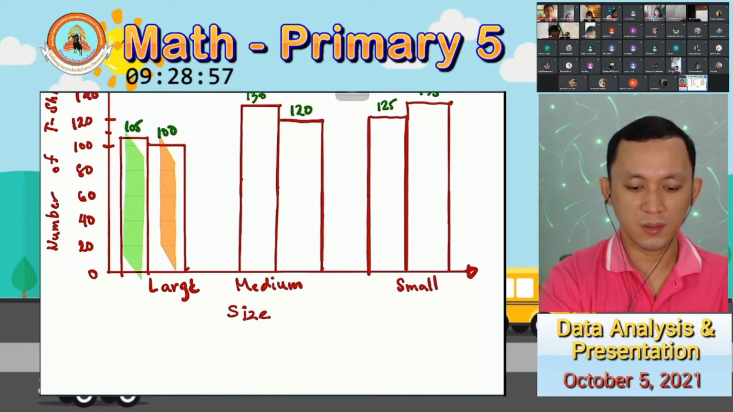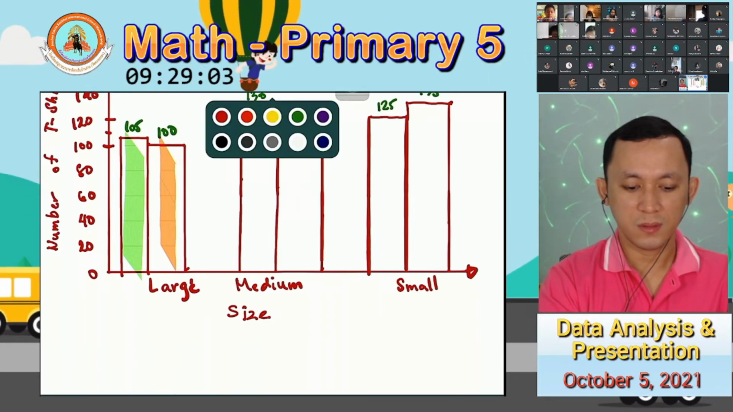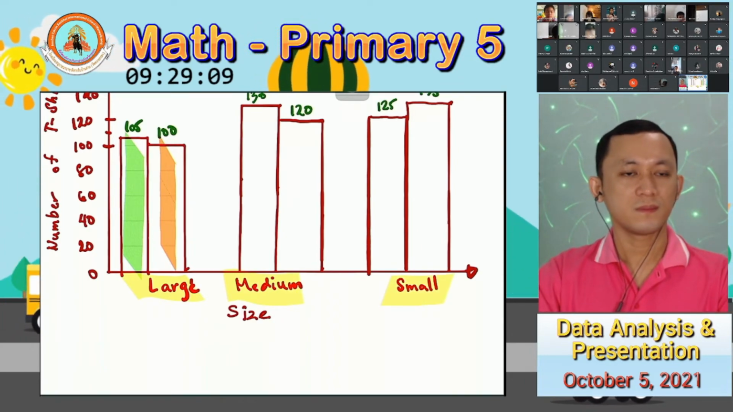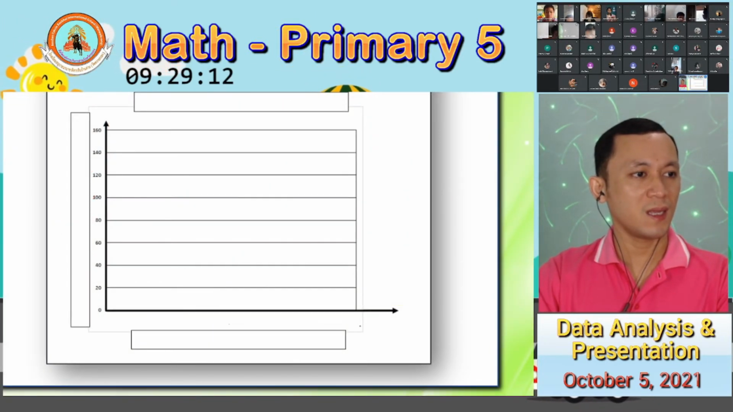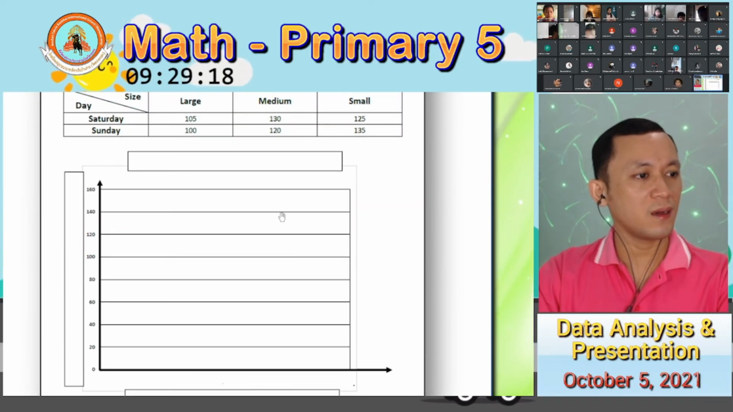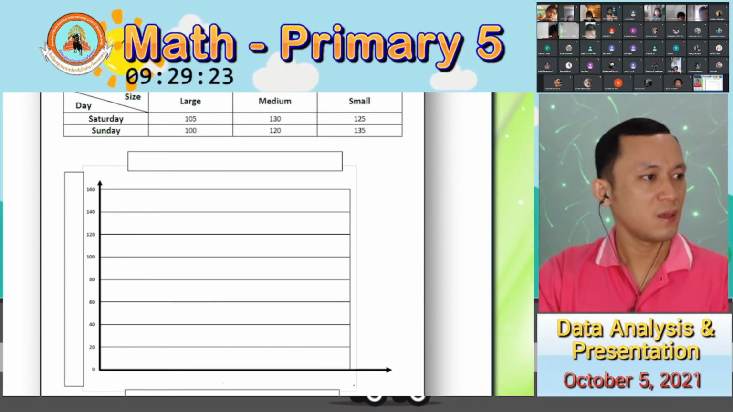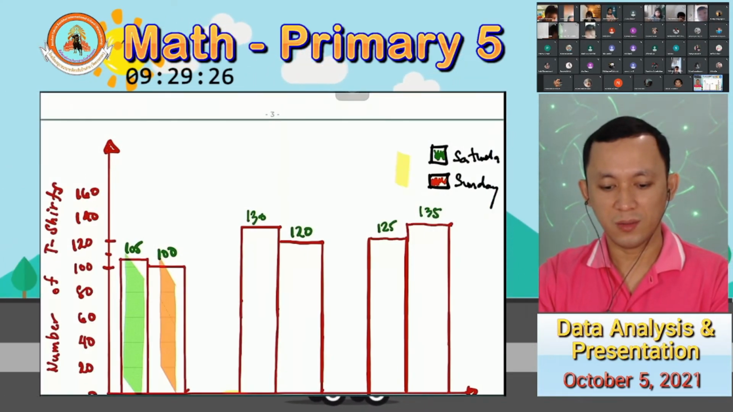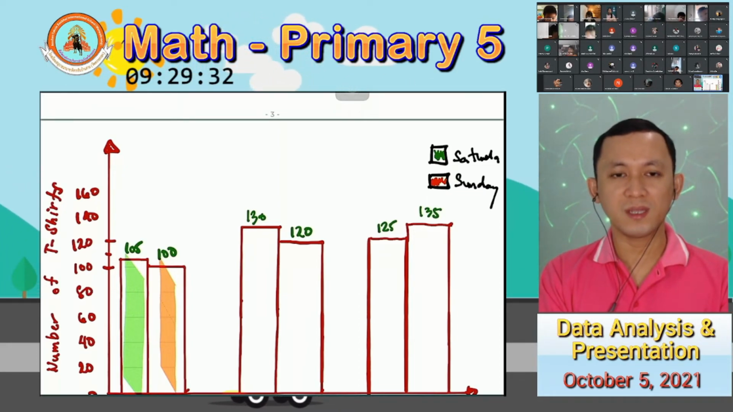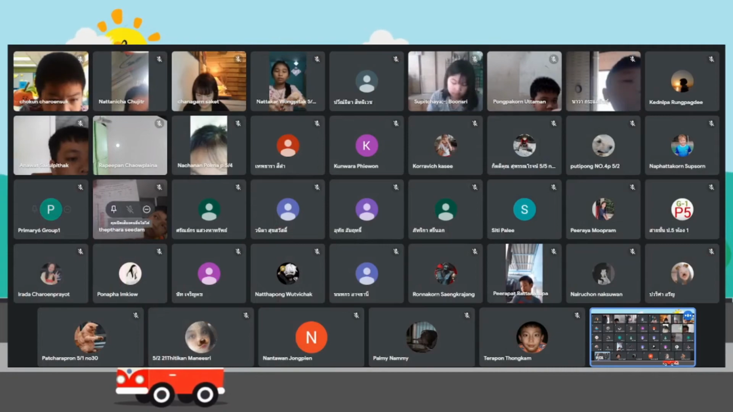Okay, so we have large, medium, and small. So you're going to write it there. And then here, you can write your legend. Teacher, where's the legend? This is the example. Here. Oh, I cannot zoom. So green is Saturday. Orange is Sunday. Let me see the work of Teptaka. Okay, very good.